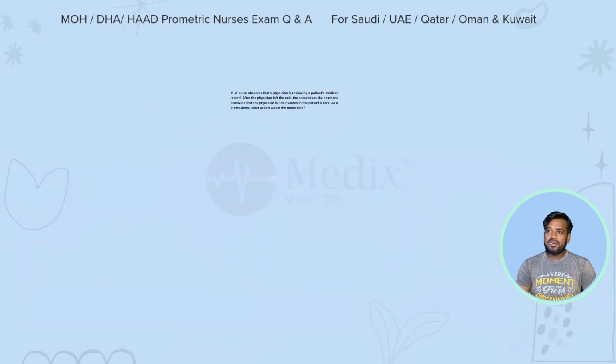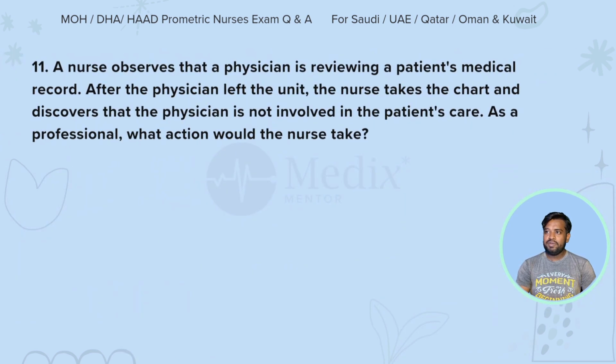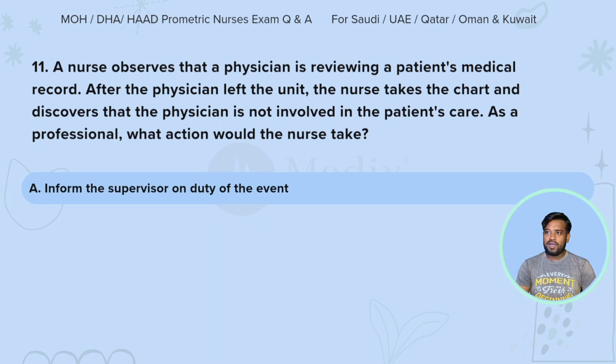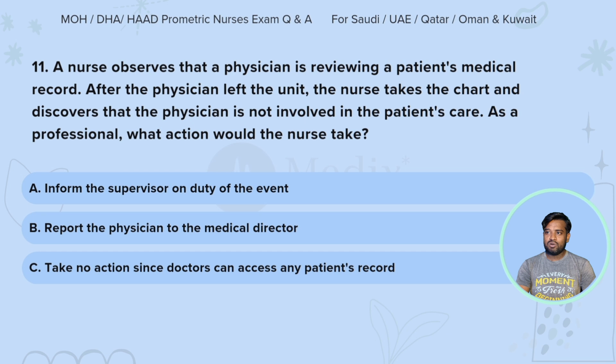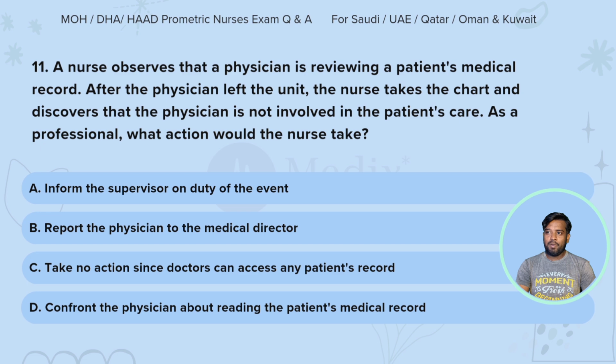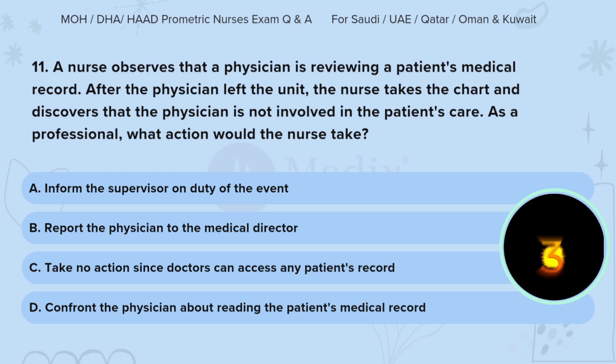Question number 11. A nurse observed that a physician is reviewing a patient's medical record. After the physician left the unit, the nurse takes the chart and discovers that the physician is not involved in the patient's care. As a professional, what action would the nurse take? A. Inform the supervisor on duty of the event. B. Report the physician to the medical director. C. Take no action since doctors can access any patient's record. D. Confront the physician about reading the patient's medical record.